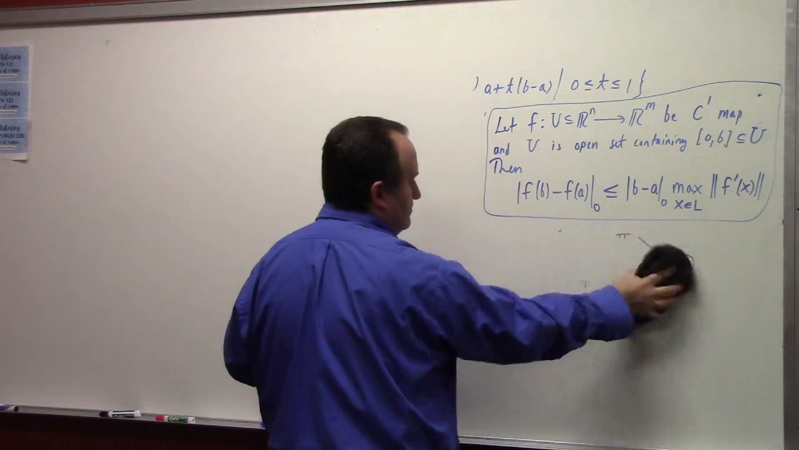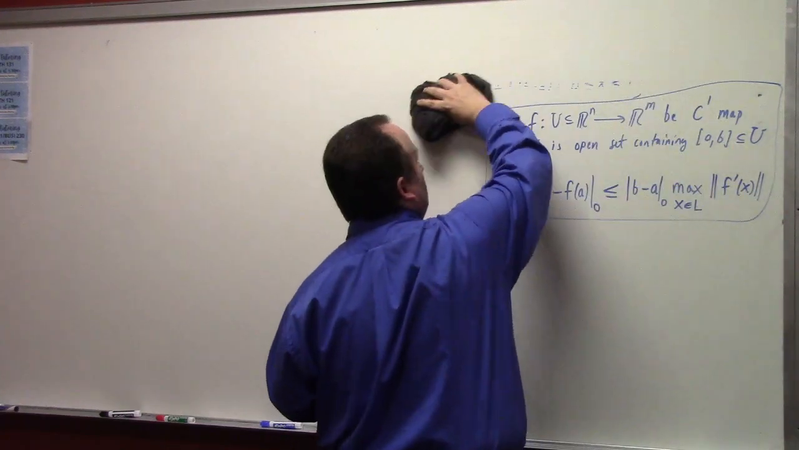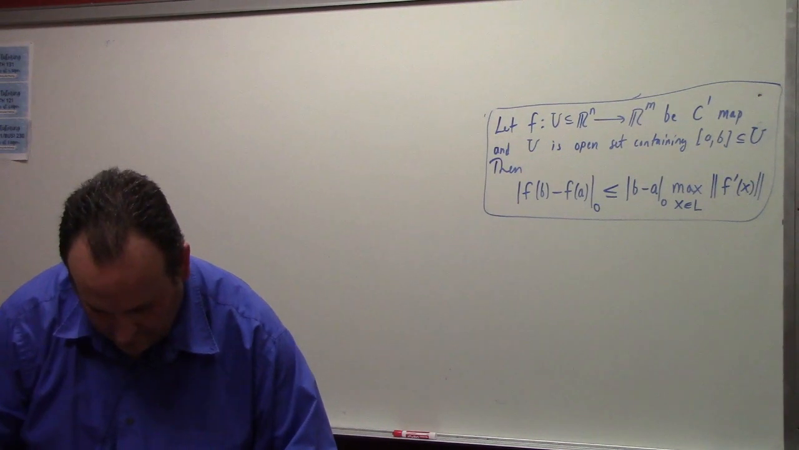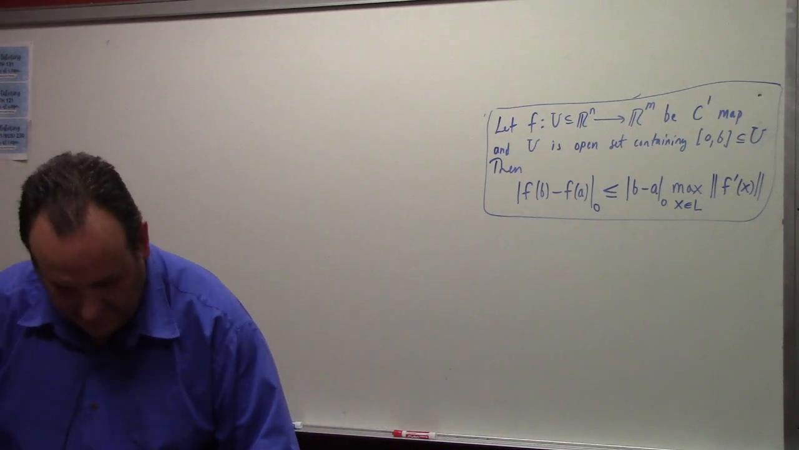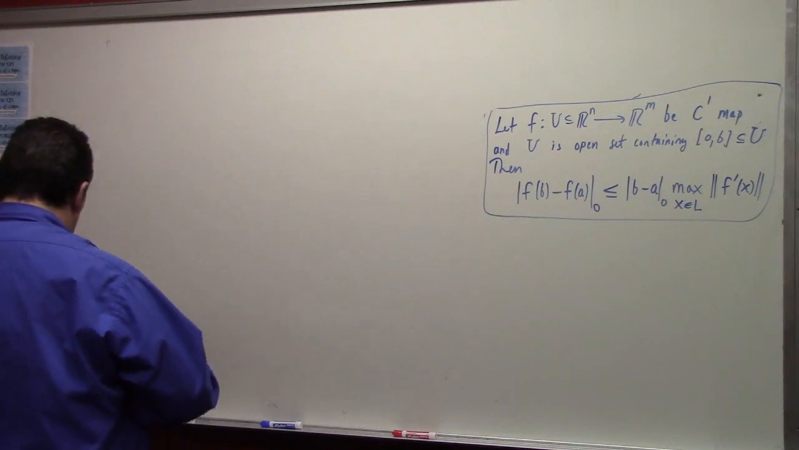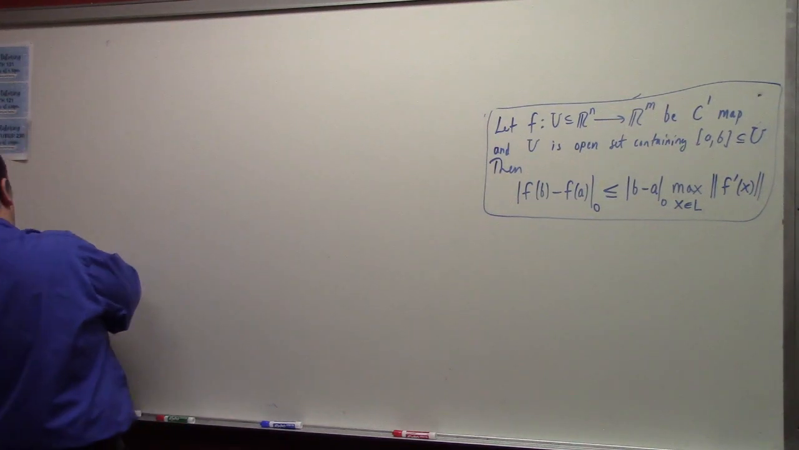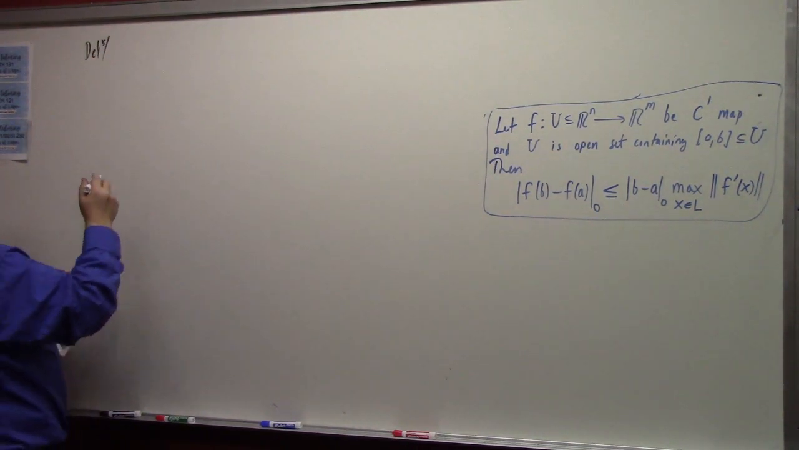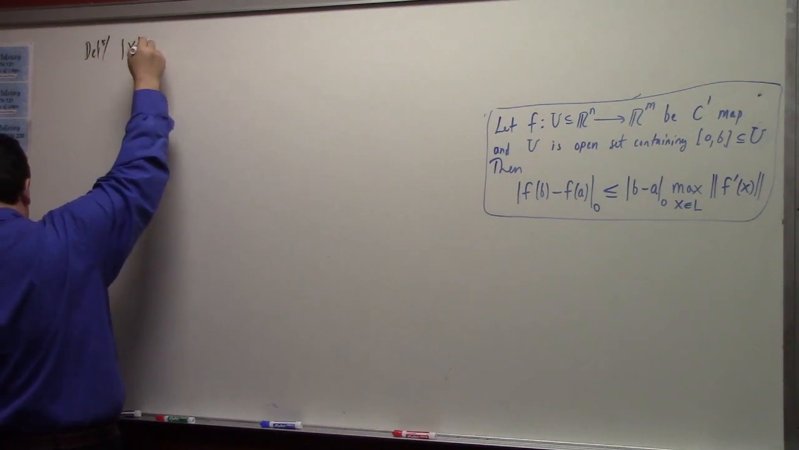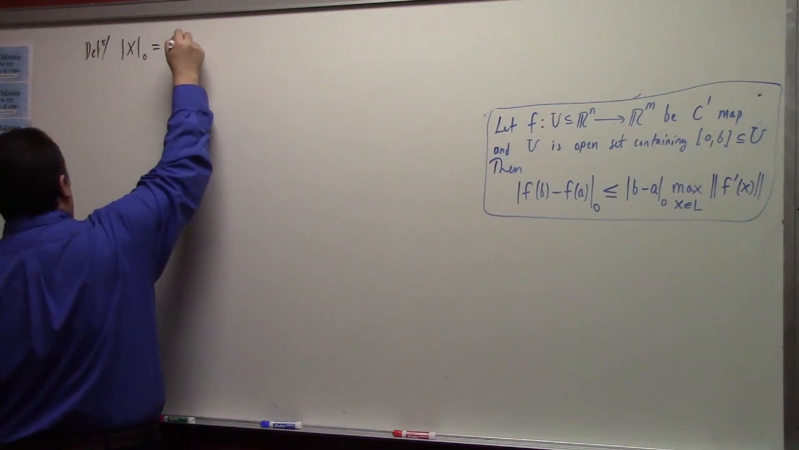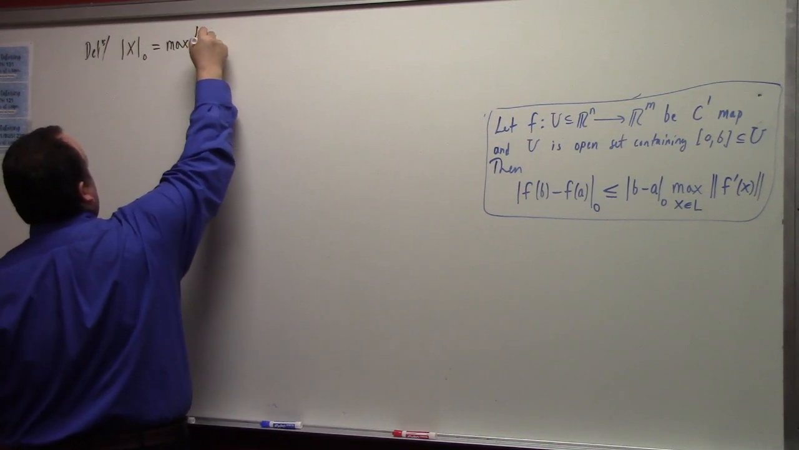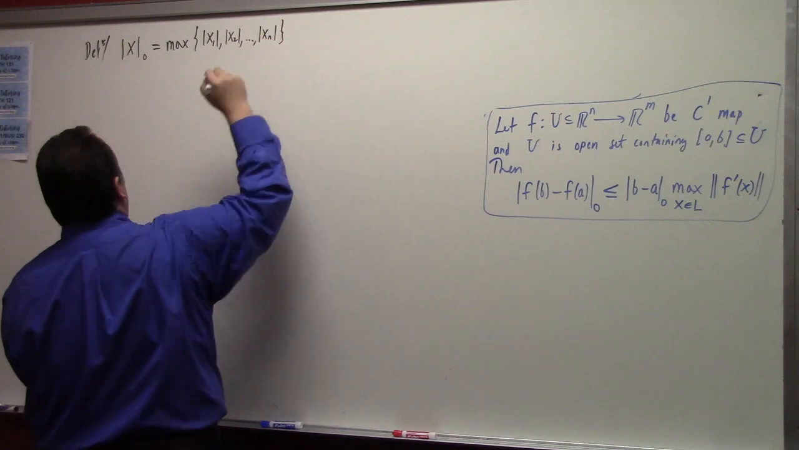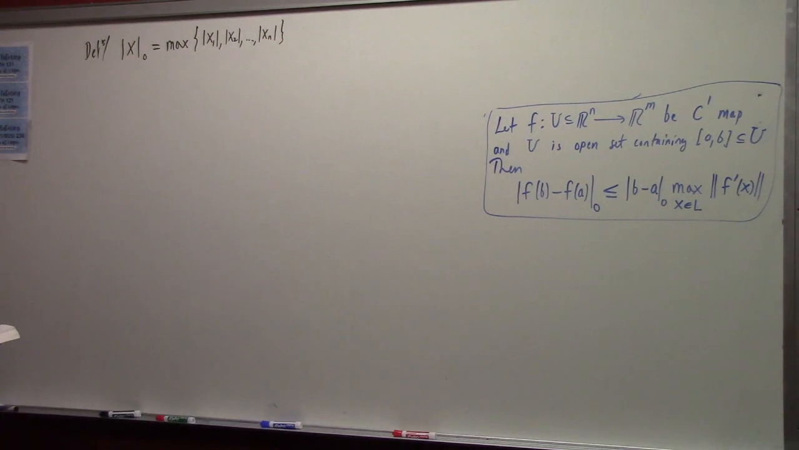All right, so let me show you how that goes. So first of all, here's his definition. x sub 0 is simply the max norm. It's the max of the absolute value of the first component, second component, nth component of x. So you take the maximum. This is also known as the sup norm.